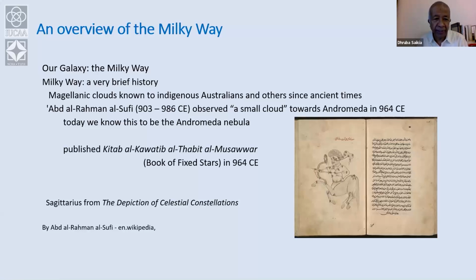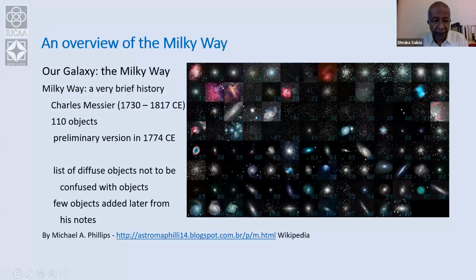But of course, the Magellanic Clouds, as well as the Andromeda, Magellanic Clouds particularly, would have been known to the indigenous Australians since ancient times. And this is a beautiful, you can see the beautiful calligraphy and the beautiful sketching is wonderful. This is something which I just picked up from Wikipedia.